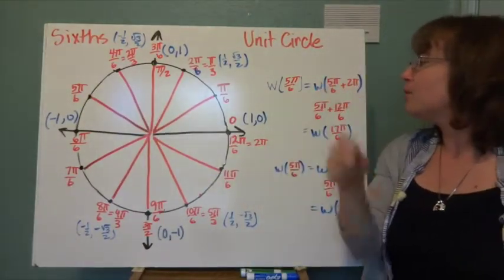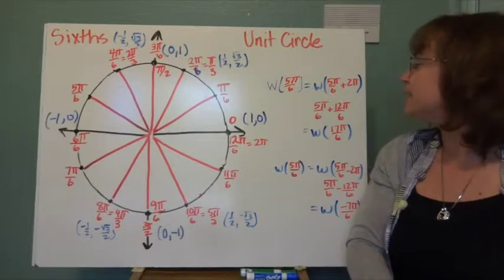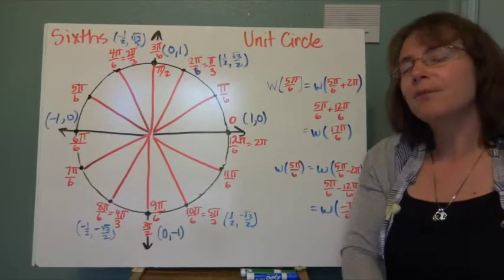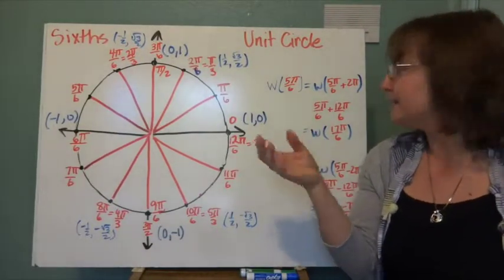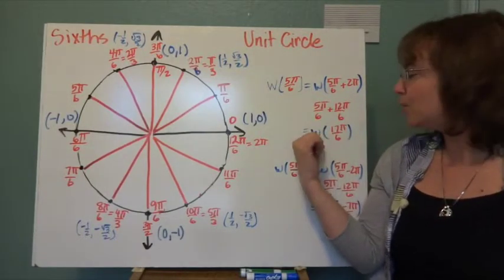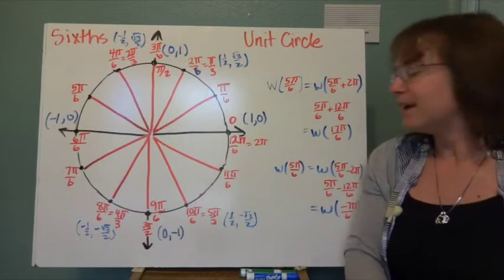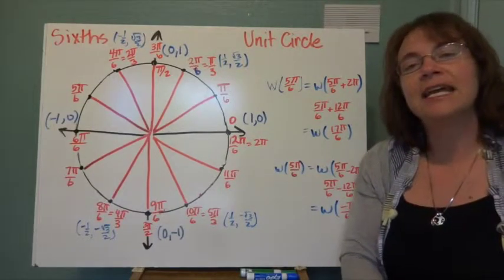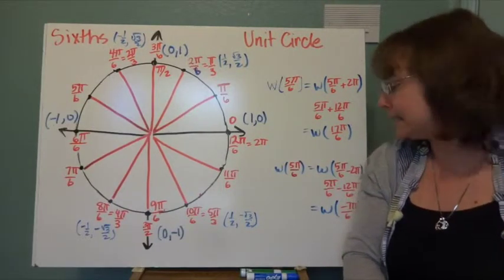So that's equivalent to the wrapping function of 5 pi over 6 plus 2 pi. 2 pi I'm going to write in terms of sixths, so it's easy to add. That's 12 pi over 6. So when I add them, that's equivalent to the wrapping function of 17 pi over 6. I'm going to end up in the same place.